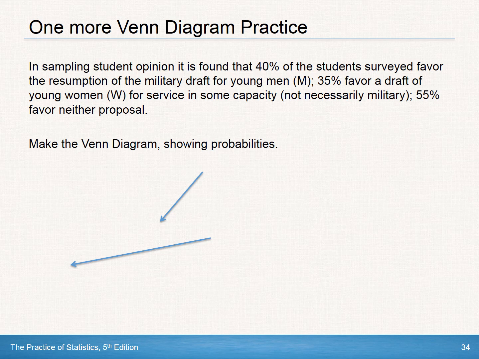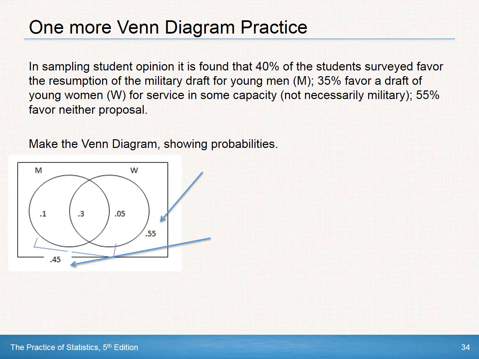All right, so making a Venn diagram showing the probabilities. Please make sure that you always, hopefully you have this down by now, that you're going to show the and probability first. Okay, so 40% of the students favor the resumption of the military draft for young men, that's our M, 35% for women, and 55% favor neither proposal.